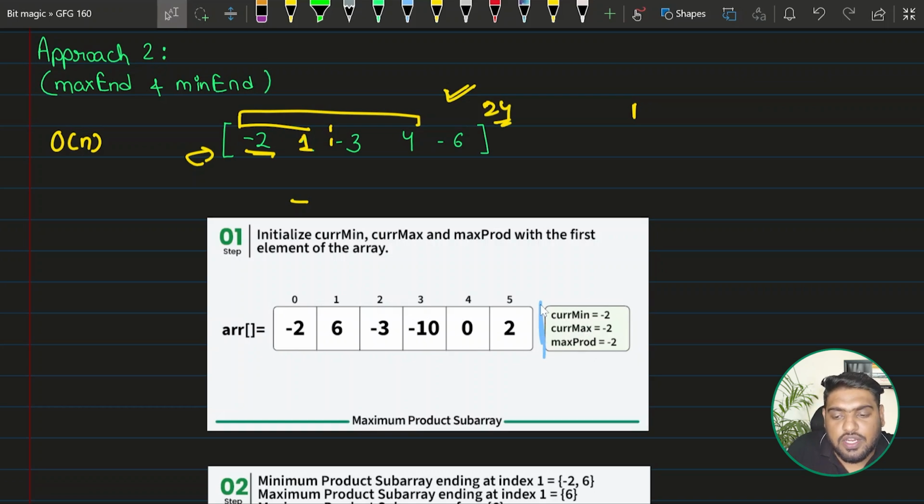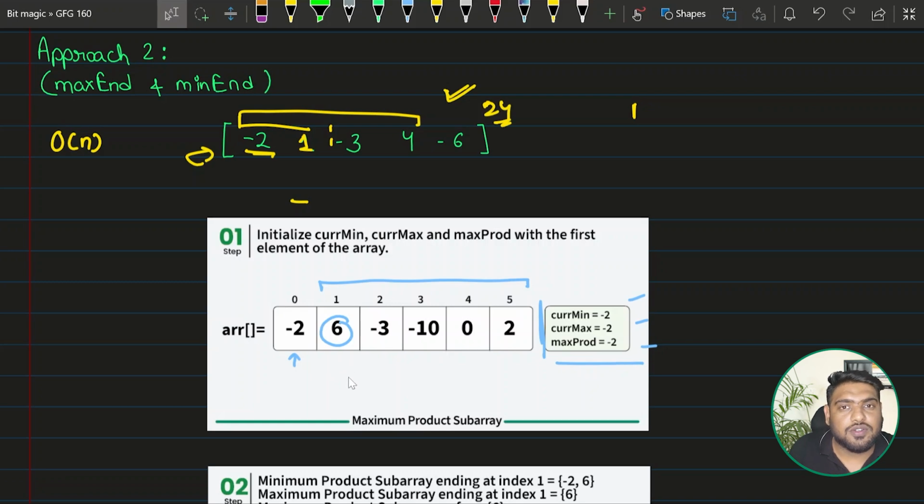Notice one thing. Initially, all of the 3 variables are marked as ARR 0. We're going to begin our iteration from this point till the end. Now, let's say we are choosing 6, what are going to be the parameters? We have to take care of these 3 variables and provide new values to them. Let's say if we include 6, what will be the impact on current minimum, what will be the impact on current maximum, and what will be the impact on maximum product. Maximum product is just the maximizing variable.